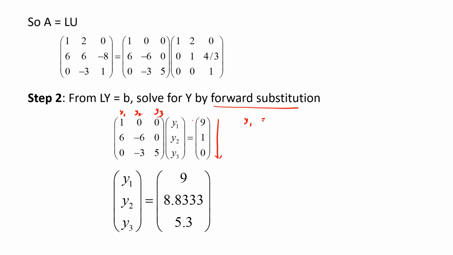So Y1 equal to 9: 1Y1 plus 0Y2 plus 0Y3 equal to 9, so Y1 equal to 9. And then 6Y1 minus 6Y2 equal to 1. Calculate for Y2. So your Y2 will be 6Y1 minus 1 by 6, where the Y1 is 9 minus 1 by 6. Then you can calculate it.